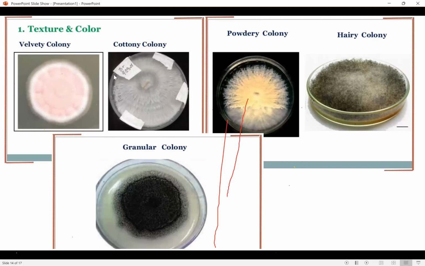So I tried to put together some images here. This is a velvety colony. This is a cottony colony. You see it looking like a wool. This is a powdery colony. You touch it, more touch on it, you see it shattering on the media, just as you have powder would do. This is a hairy colony on a plate, and this is a granular colony.